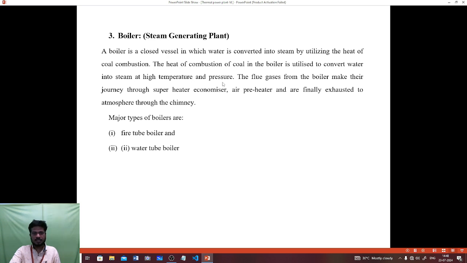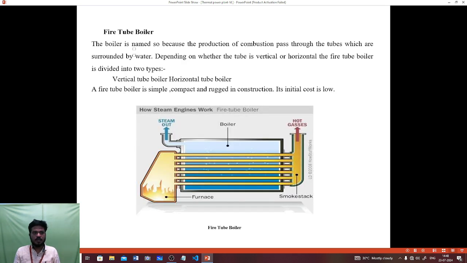temperature and pressure. The flue gas from the boiler makes its journey through the superheater, economizer and air preheater, and finally exhausts to the atmosphere through the chimney. The major types of boilers are number 1, fire tube boiler, and number 2, water tube boiler. Now we are going to see about the fire tube boiler.